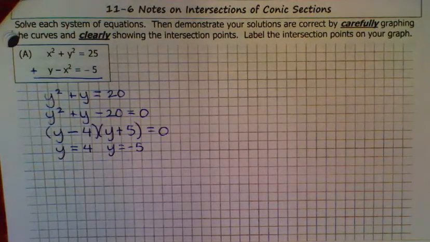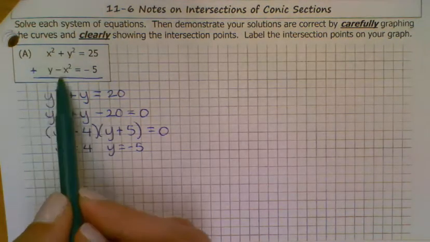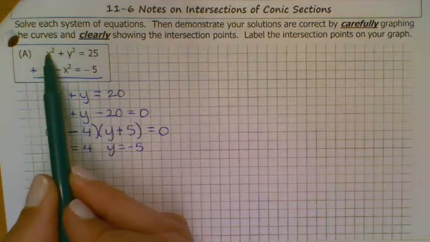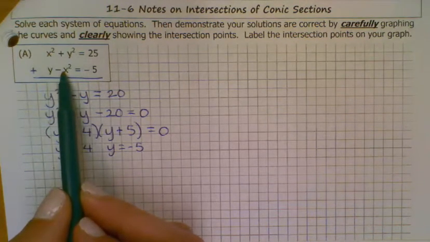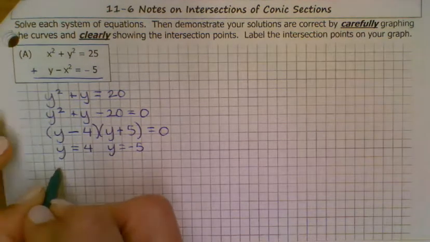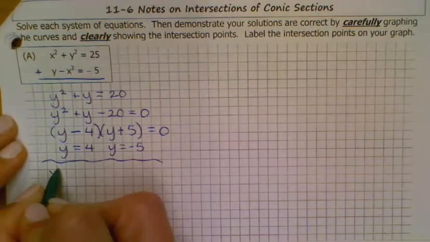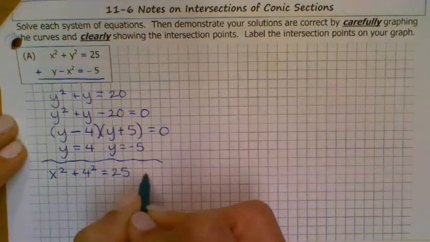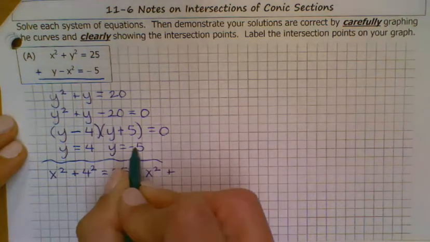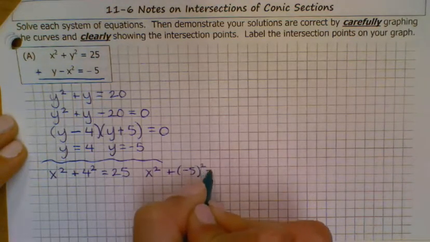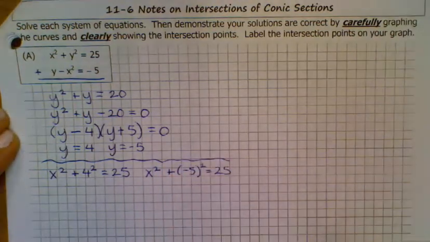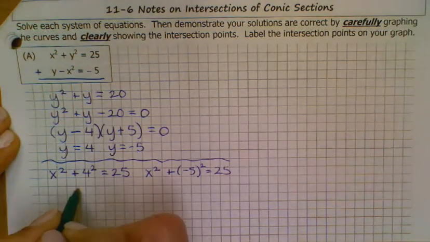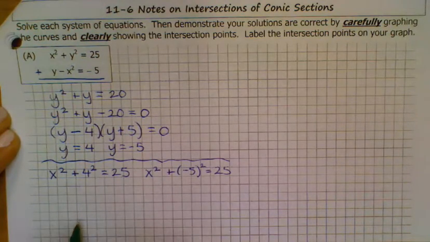So that's one part of our solution, but remember we also need our x value, so then go ahead and plug it into either equation, whichever is going to be easiest. So I'm going to use the first one because it doesn't matter, and the reason I want to choose the first one is because it has x squared instead of negative x squared, and so it'll save me that one extra step. So I'm going to say x squared plus 4 squared equals 25, or x squared plus negative 5 squared equals 25. Okay, so we're plugging each one in, and then we can solve each of these for x.